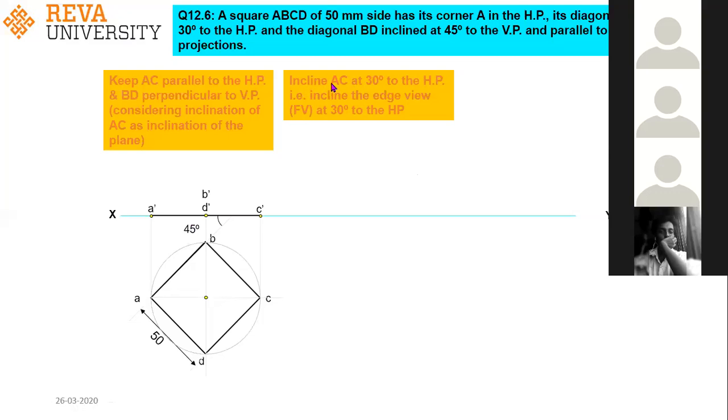Yes, it's given. See, the diagonal AC is inclined at 30 degrees to HP. It's given in the problem. Now I'm going to draw one more line here, which is at an angle of 30 degrees. How do I do it? Let's see. I draw one thin line at an angle of 30 degrees, which is given in the problem.